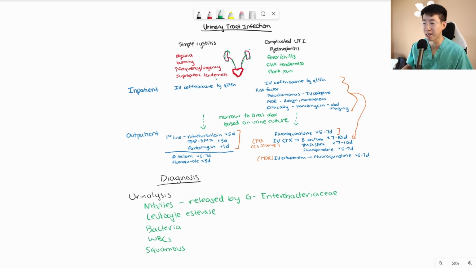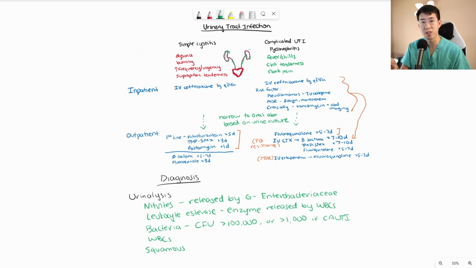So that's something to keep in mind. Leukocyte esterase is an enzyme released by white blood cells, so it's just another sign of infection. Bacteria obviously is going to help increase your suspicion for a true infection. Generally you're looking for a colony forming unit count greater than 100,000, or greater than 1,000 if a patient has a catheter-associated UTI. Those are important thresholds to know for our official cutoffs for determining if somebody has a true UTI or not.